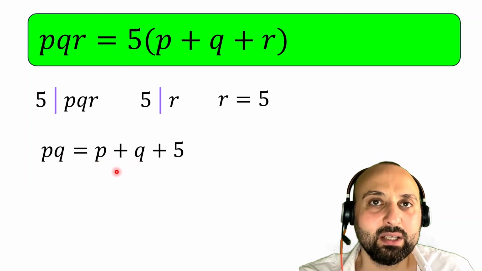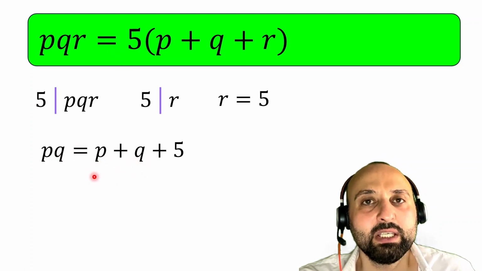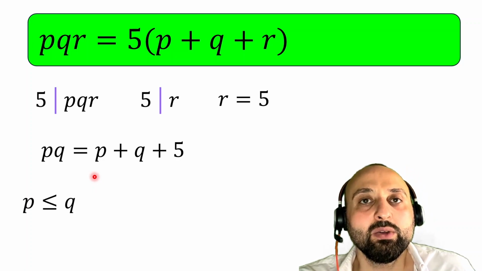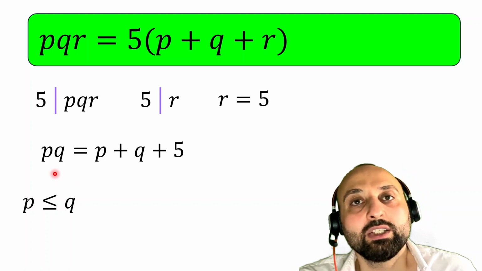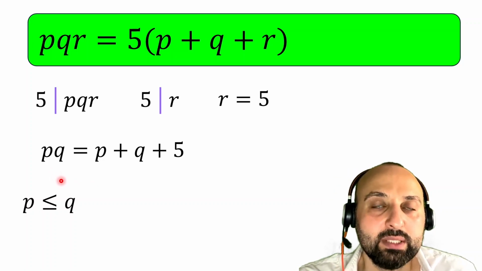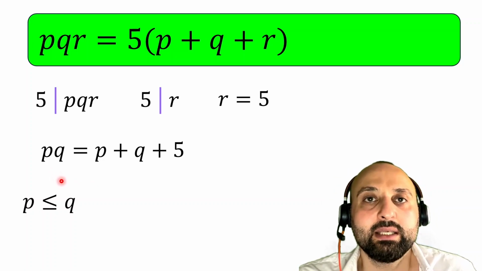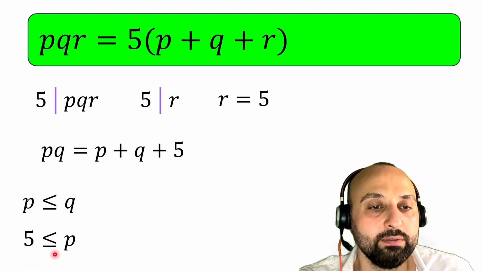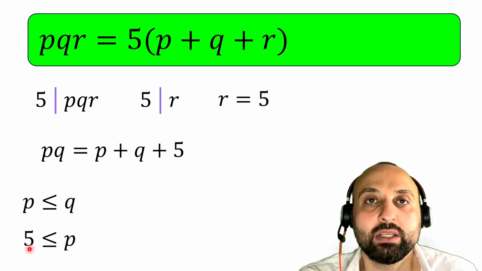Because it's a symmetrical structure, we can assume that q is equal to or larger than p. And now I also assume that p is equal to or larger than 5. First, we consider this case, and then we consider the other cases, which are p equal to 2 and p equal to 3.